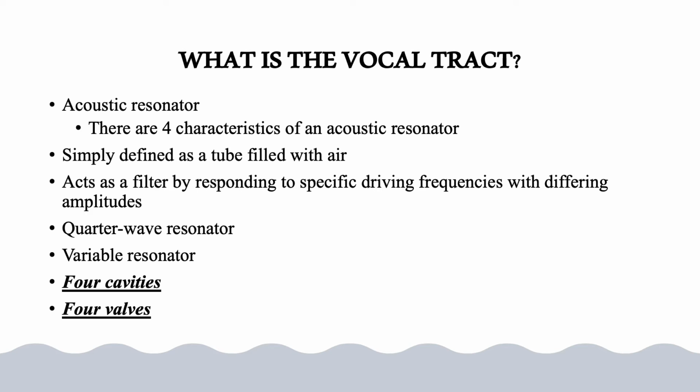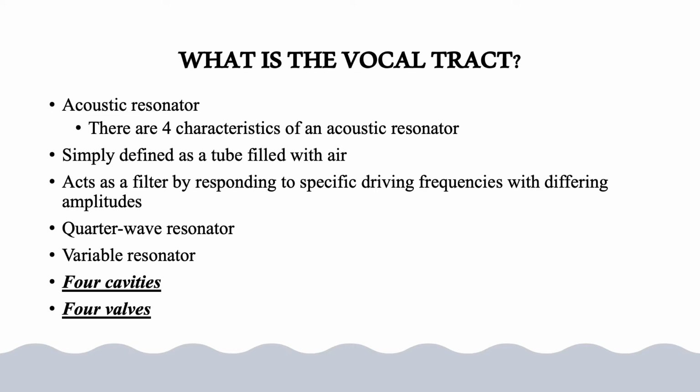We can simply define the vocal tract as a tube filled with air that allows the air to move in order for speech production to take place. The vocal tract is an acoustic resonator, meaning it has a closed and open end, a quarter wave resonator. It includes a series of air-filled containers. The pharynx, oral cavity, and nasal cavity has an irregular shape and is a variable resonator, which means the frequency response depends on the shape.